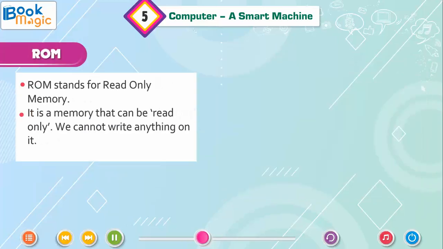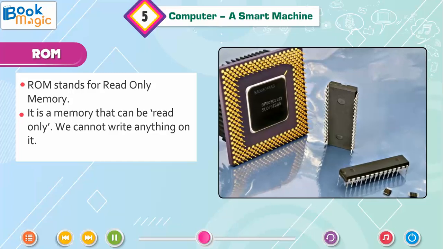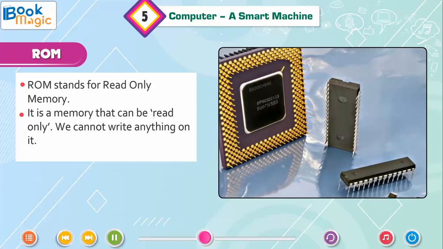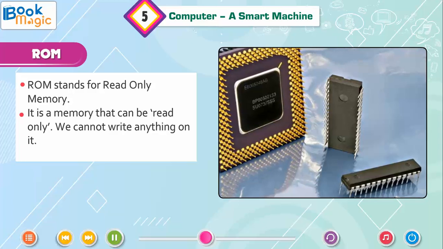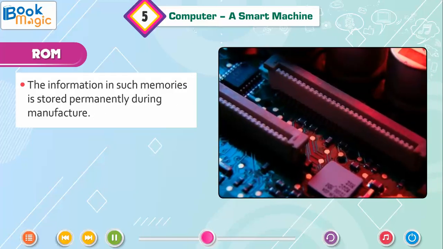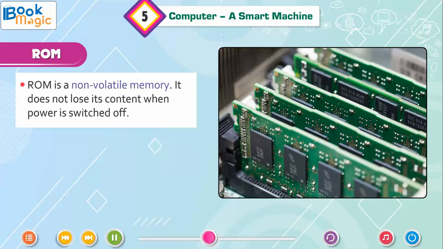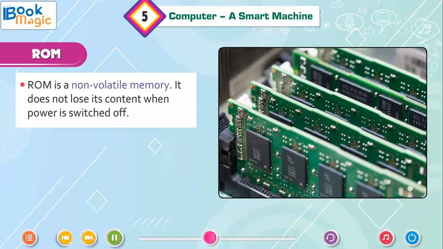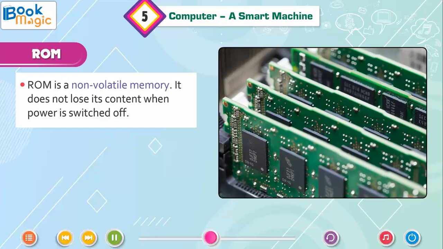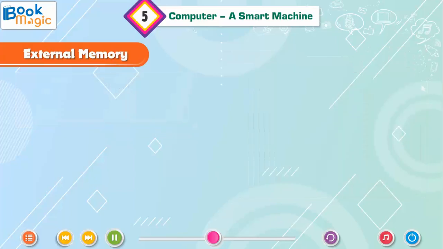ROM. ROM stands for read-only memory. It is a memory that can only be read. We cannot write anything on it. The information in such memories is stored permanently during manufacture. ROM is a non-volatile memory. It does not lose its content when power is switched off. ROM is used when the computer begins to boot up.